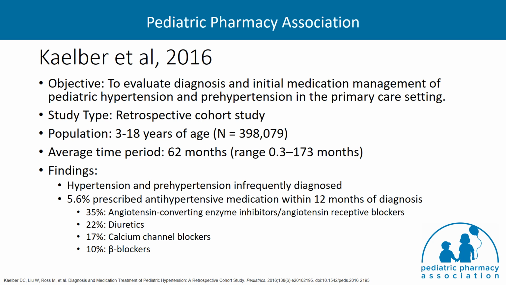About 6% of patients were prescribed antihypertensives within a year of diagnosis, and you can see what was commonly prescribed was the ACE inhibitors and the ARBs at 35%, followed by diuretics. You also saw calcium channel blockers, and then of course the least frequent being the beta blockers.